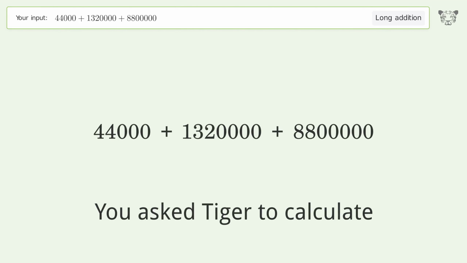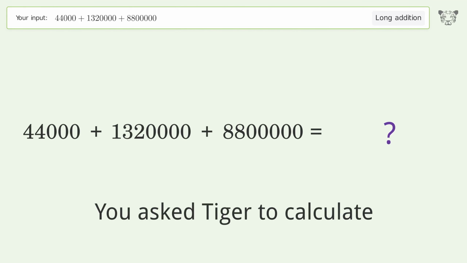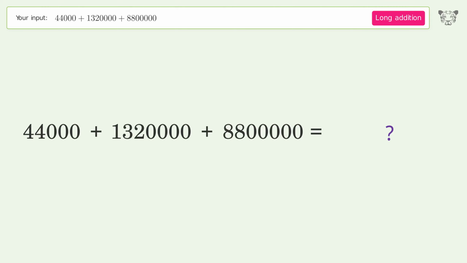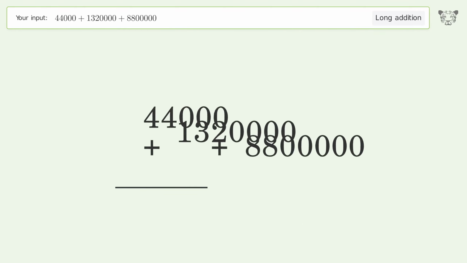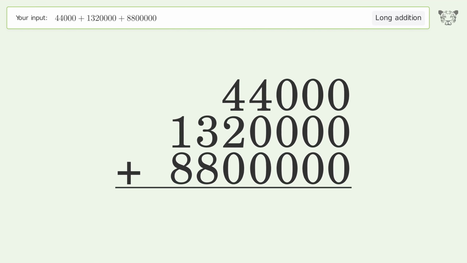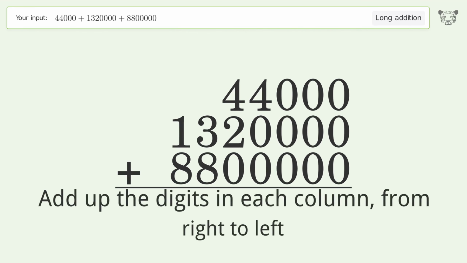You ask Tiger to calculate. This deals with long addition. The final result is 10,164,000. Let's solve it step by step. Rewrite the numbers from top to bottom, aligned by their place values. Add up the digits in each column, from right to left.